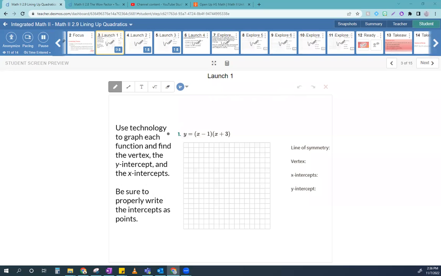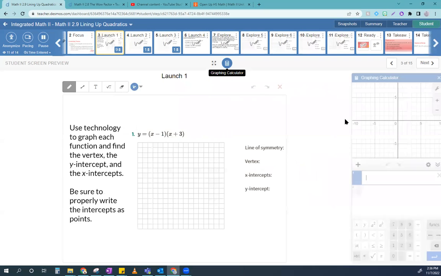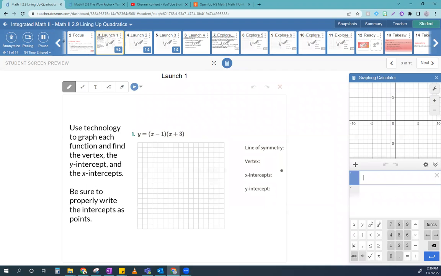Okay, so the very first thing it says is use technology. So here's my technology. And then it says graph these things. So I'm going to go in there and go x minus 1, close open, x plus 3. And then I have this thing here. I'm not going to graph this here because it's right here. So it says vertex. Oh no, line of symmetry. Where's my line of symmetry? Oh, that's right here. What number would that be?